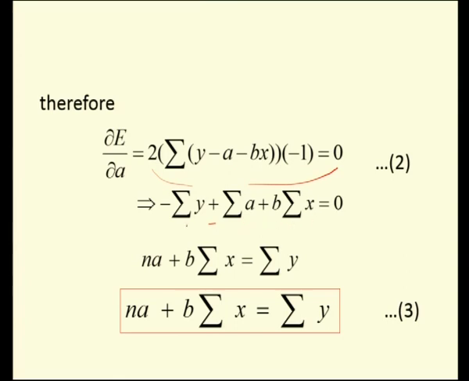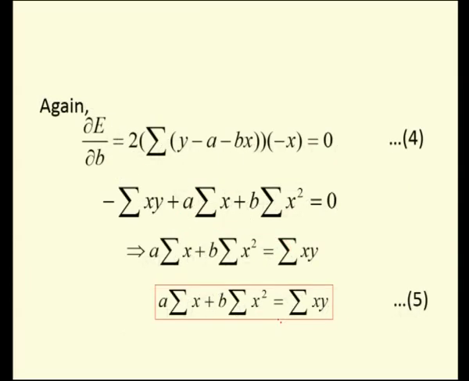Taking this 2 to the other side, it becomes 0, and multiply by minus 1, take summation inside. So you will have minus of summation y, minus and minus will become plus, summation a plus b into summation x. Again, in the next equation, bring this to the other side, so it becomes summation of y. Now you are taking summation over a, and you have n observations, so it becomes na. Then b into summation of x. So the required equation is na plus b into summation x equal to summation y.